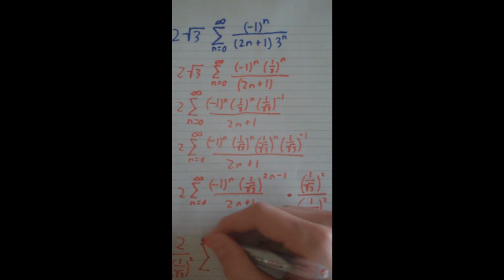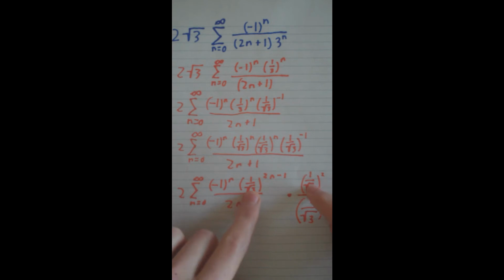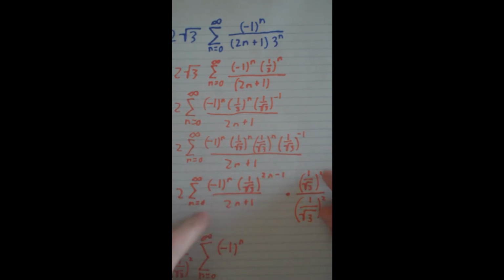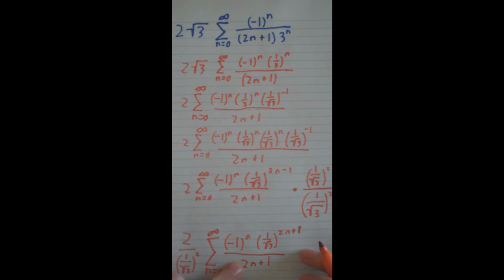And we'll have our sigma and our bounds again. And negative 1 to the n will remain constant. But now, once again, remember that they have the same insides, so we can multiply these 2 together, but add the exponents together. So this will be 1 over square root of 3 to the 2n plus 1, because 2n minus 1 plus 2 equals 2n plus 1. And the denominator will be kept the same once again. So now we have an equation that looks like this.